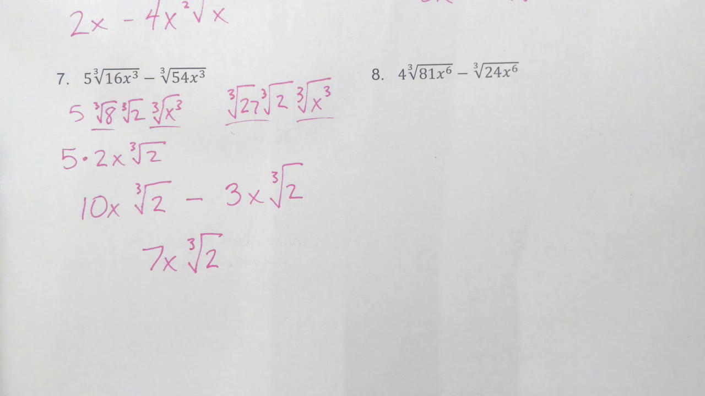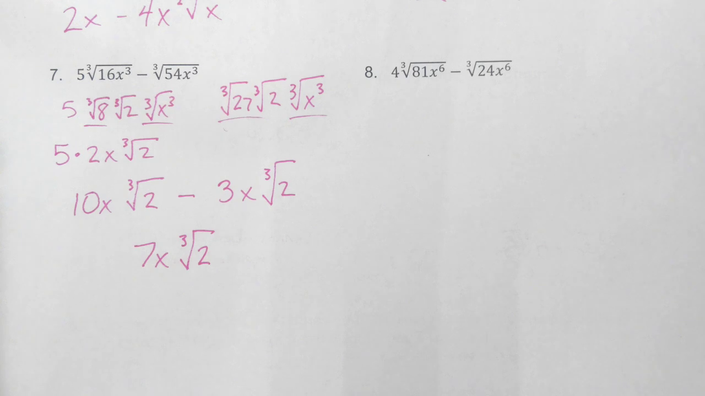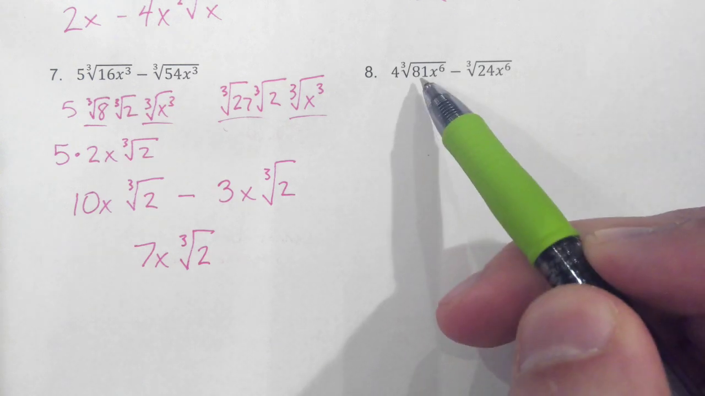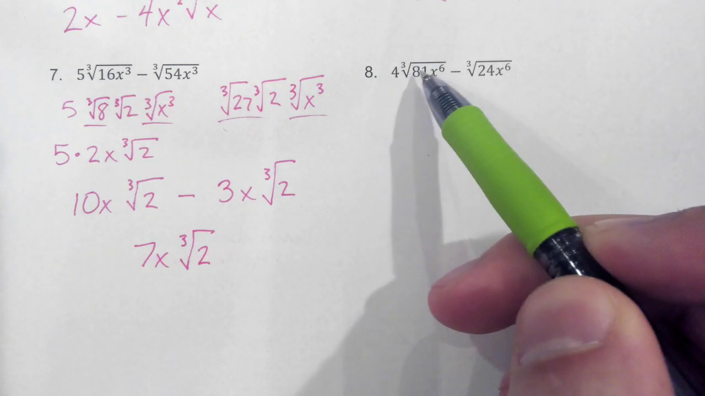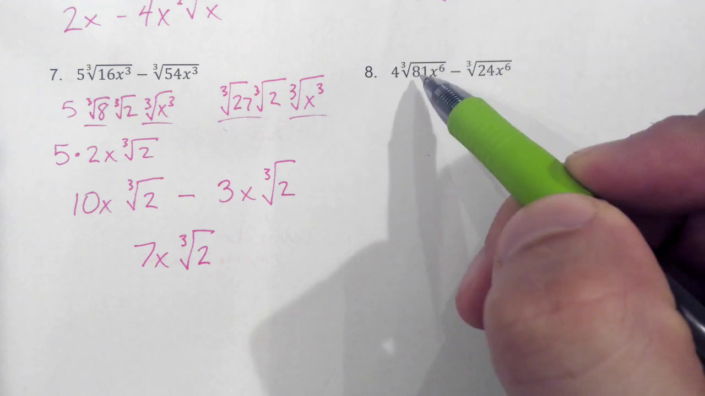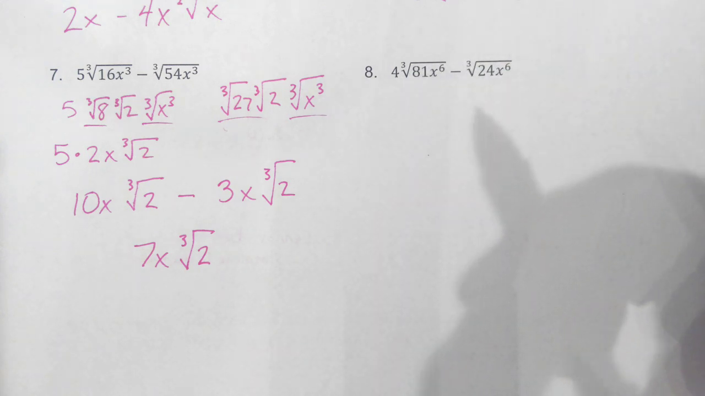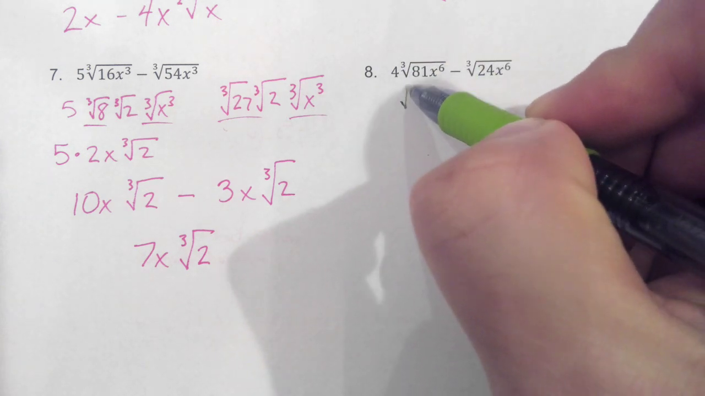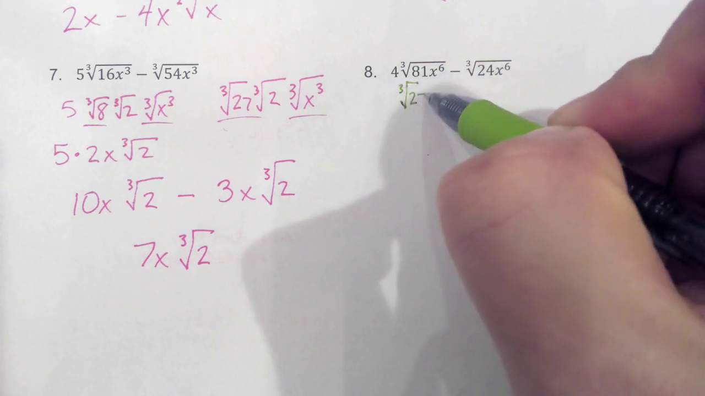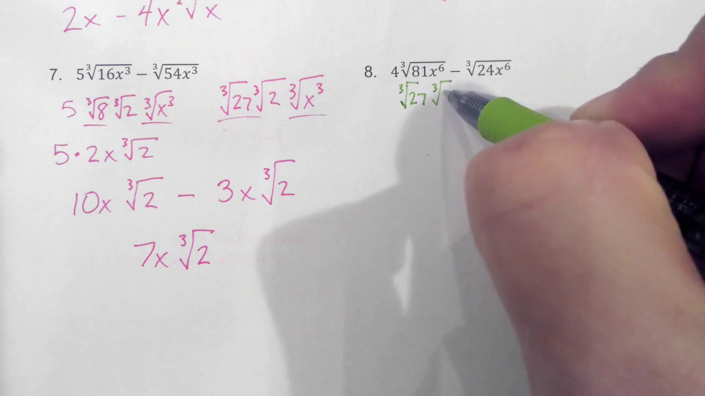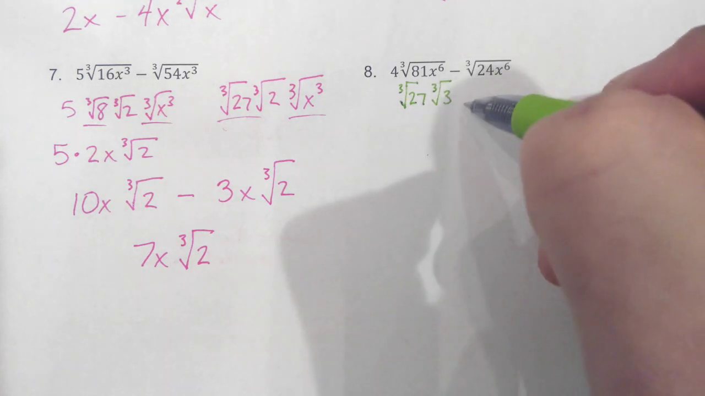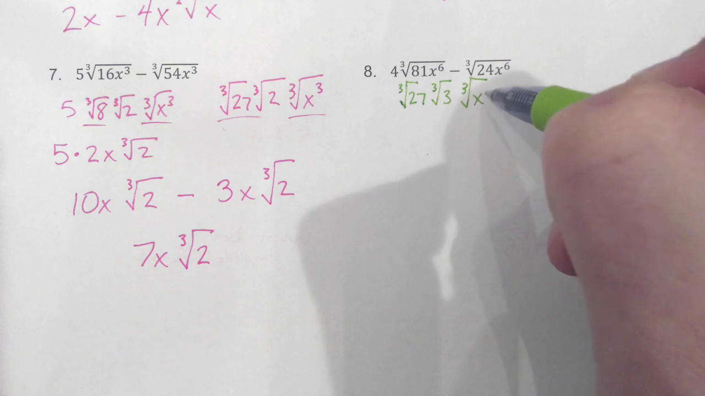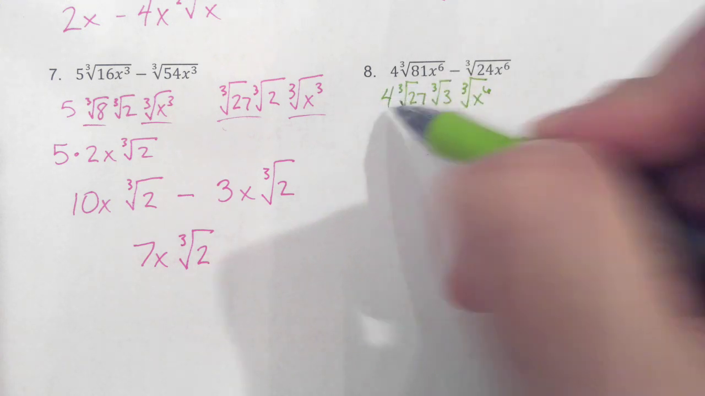Number 8 is the last one. Again, a great time to pause the video and try it on your own and see if you can get the correct answer here. So again, we're looking, what perfect cubes divide these? What perfect cube divides 81? And that would be 27. So I'm going to rewrite it as the cube root of 27 times 3. 27 times 3 is 81. And I also have the cube root of x to the 6th and the 4 out front.